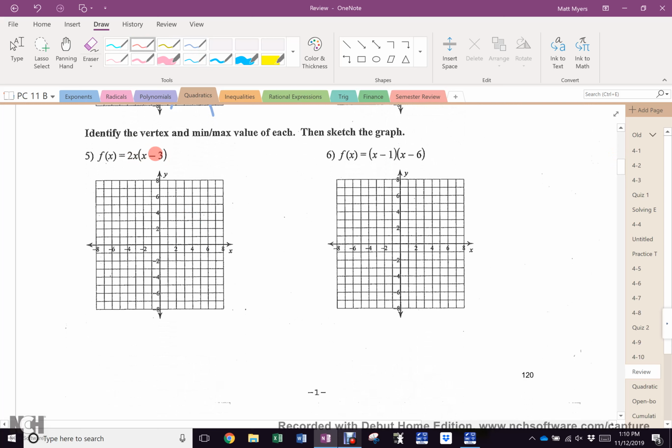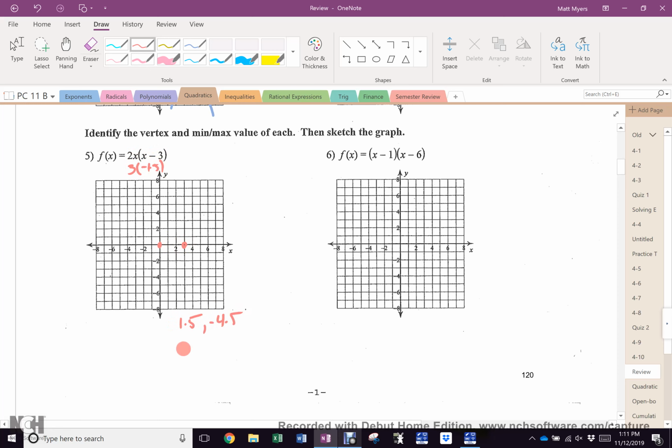This one is tricky. You had a couple of options. Some of you expanded. I, of course, used the roots because the roots are 0 and positive 3. Halfway between 0 and positive 3 is 1.5. So the vertex is at 1.5. 2 times 1.5 is 3. 1.5 minus 3 is negative 1.5. 3 times negative 1.5 is negative 4.5.